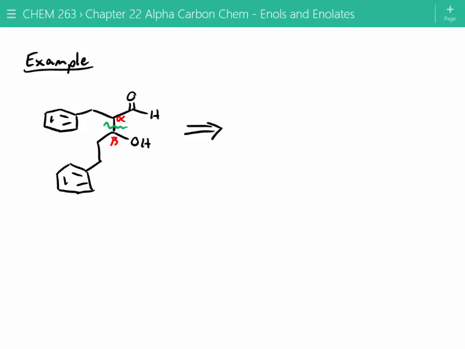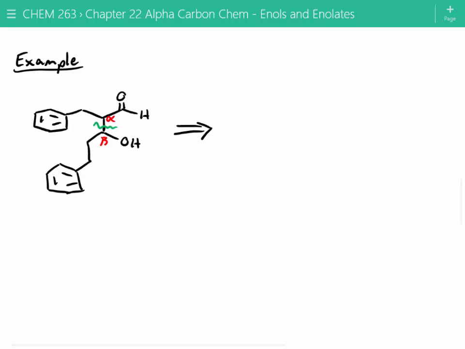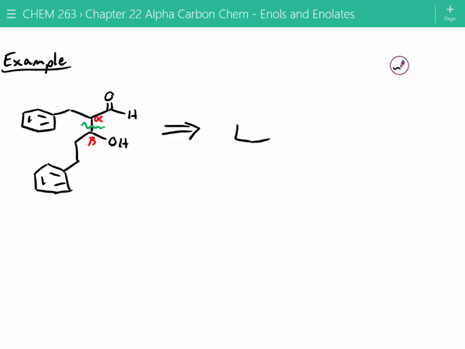So what do you guys think the product would be? Something I don't want to name. Let's think about how to name it too. It'd be an aldehyde, so the suffix would be what? Al. And then we've got a phenyl group coming off of what position? 3. So it'd be 3-phenylpropanal, right? So our aldehyde that we need in this aldol reaction would be this.